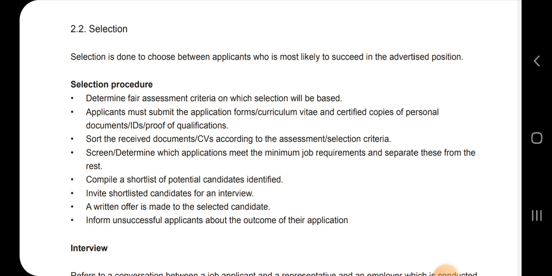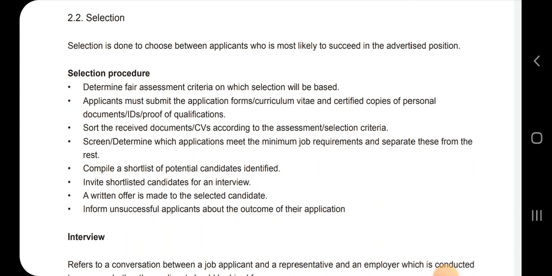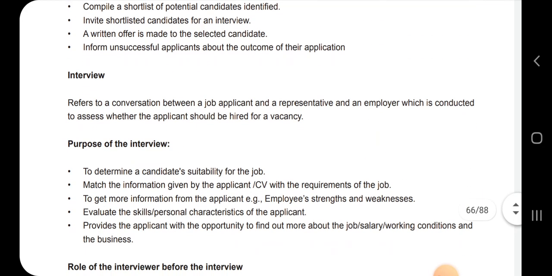So after the interview has been conducted, the person that performed better than all of the people is given an invitation through email that, hey, you have gotten the job. Inform unsuccessful applicants about the outcome of the application. So those who did not qualify, you tell them that, hey, it didn't work out.